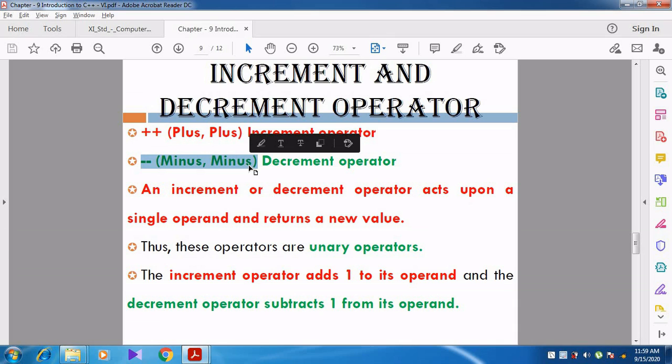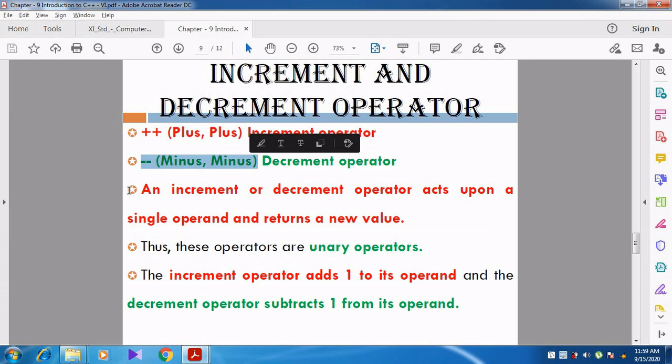What is meant by plus plus? Plus plus is called an increment operator. It is used to increase by one number. So what is meant by minus minus? Minus minus is called the decrement operator. It is used to decrease by minus 1.